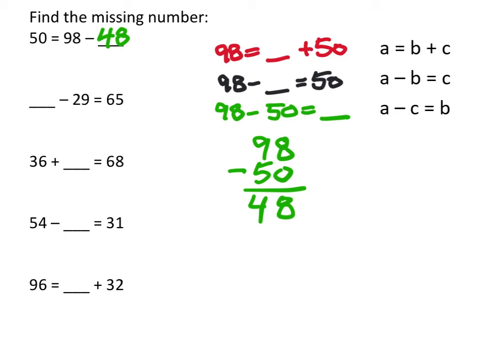Now you could just double check, right? You could say, well, is 98 minus 48, does it actually equal 50? Let's check. 8 minus 8 is 0. 9 minus 4 is 5. So yeah, it does. It does check off. So the answer here is 48 using the fact families.